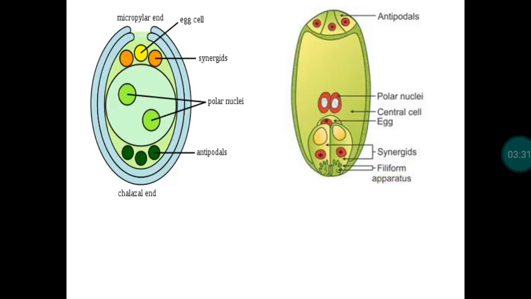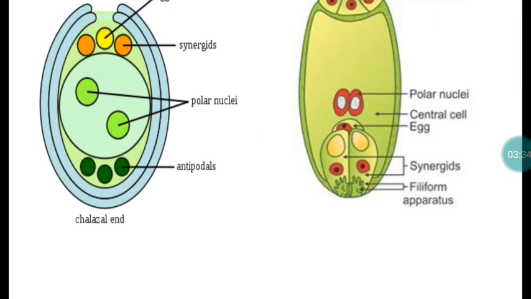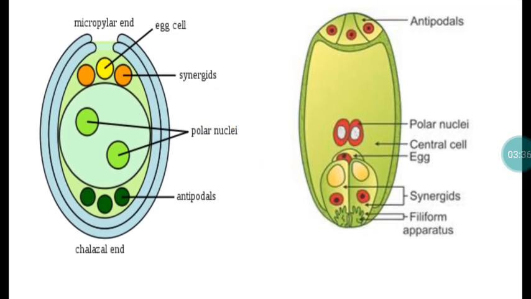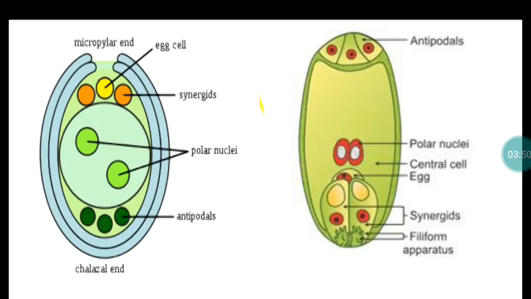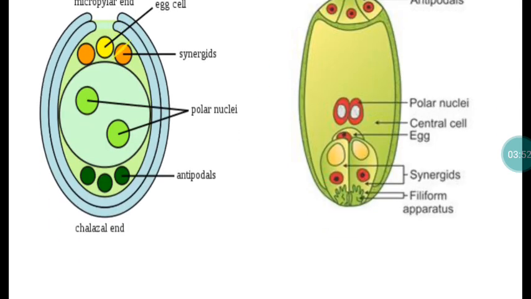This is the embryo sac structure. Here you can see the two polar nuclei. Nuclei wise there are two, but cell wise there is one. You can see in this image clearly that there are two nuclei but one cell. This one is the egg cell, and on either side are the synergids, shown in orange, and these three are the antipodal cells.